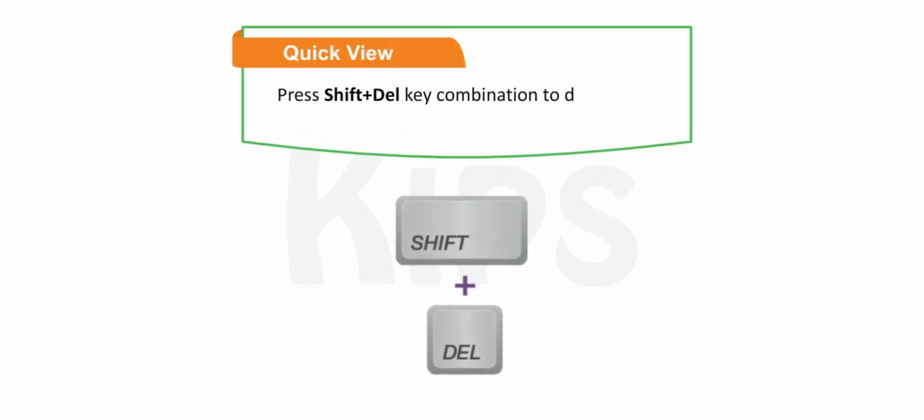Students, let's take a quick view. Press Shift plus Delete key combination to delete the selected rows and columns from the table.